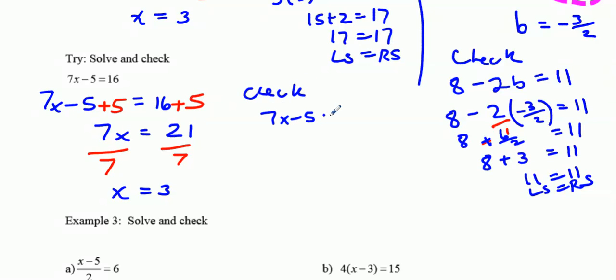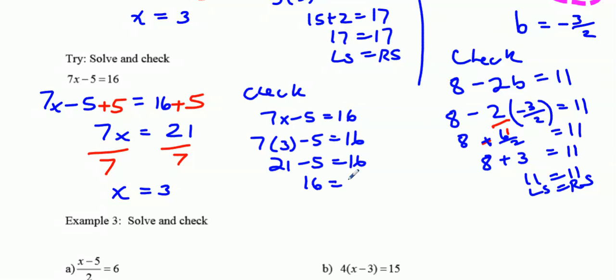7x minus 5 equals 16. 7 times 3 minus 5 equals 16. 21 minus 5 equals 16, and 21 minus 5 is 16, luckily. So we do have left side equals right side.